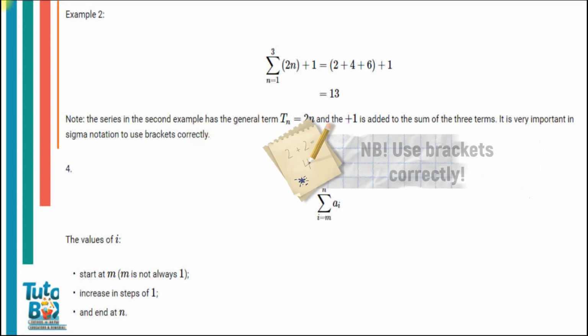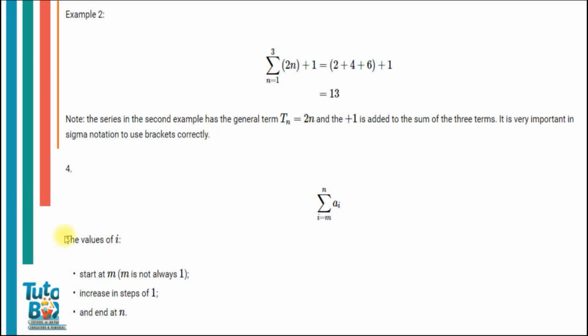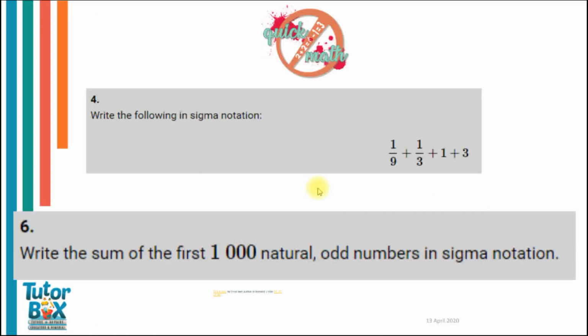Then the fourth rule, which I've explained before: the values of i start at m. Guys, m is not always 1. I've been using examples with 1, but it can start with 2, 3, 4, 1 million, 1,000, whatever. So the values of i start at m, m is not always 1, increase in steps of 1, and they end at n there.